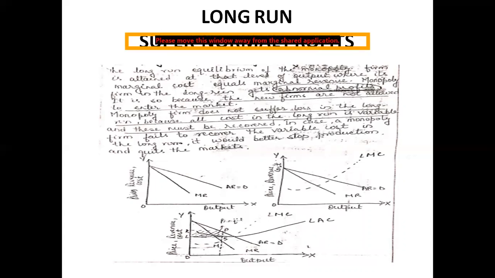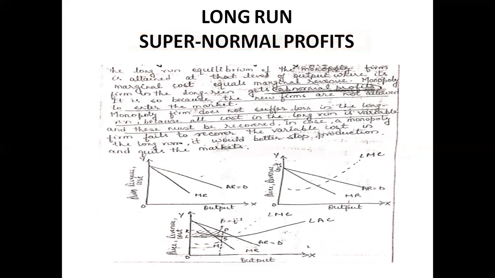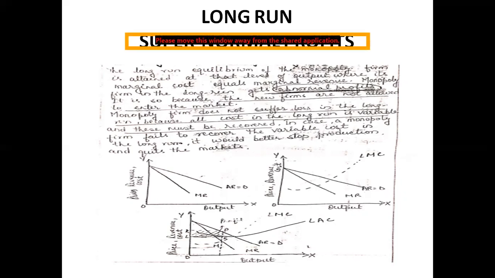In monopoly competition, a firm always earns supernormal profit or abnormal profit. So long run equilibrium of the monopolistic firm is attained at that level of output where its marginal cost equals marginal revenue. And here in the long run, monopoly firms get the abnormal profit. It is because new firms are not allowed to enter the market, and the monopoly firm does not suffer loss in the long run, because all cost in the long run is variable cost, and these must be recovered. So in case of monopoly, if the firm fails to recover the variable cost in the long run, it would be better to stop the production and quit the market.